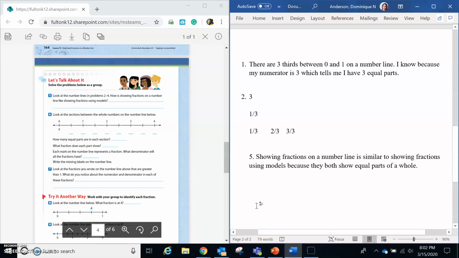So how many equal parts does each section show? 2. So look, I have 2 here. Between 1 and 2, I have 2. Between 2 and 3, I have 2. Between 3 and 4, I have 2. So if I have 2 equal parts, what fraction are we looking at? Let's think. If I look at just this one equal part of the 2, that would be what? 1/2. So I would just write 1/2.